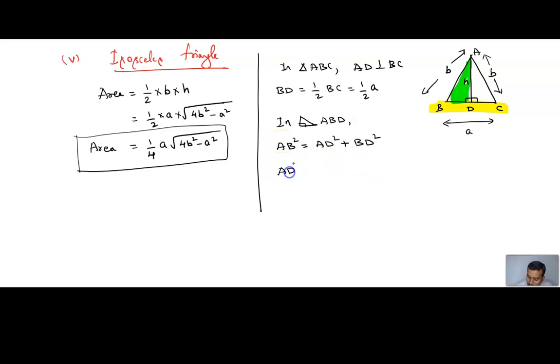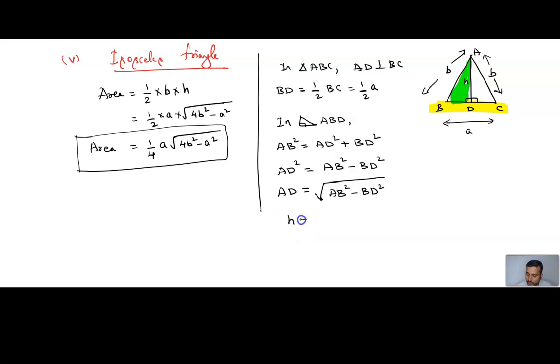So what happens? AD square is equal to AB square, and plus BD square comes to this side. Correct, children? We are keeping AD square as it is. Plus BD square comes to the other side, it becomes minus BD square. Similarly, if you want AD, then the square comes to the opposite side and becomes a square root. That is square root of AB square minus BD square.